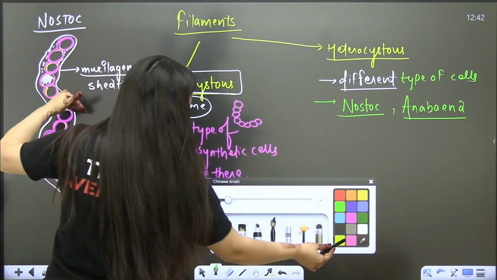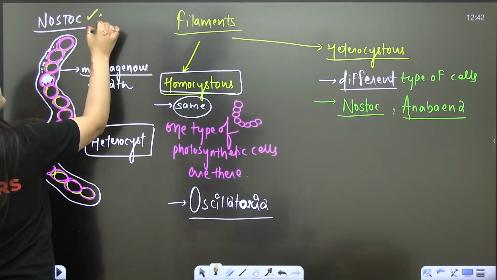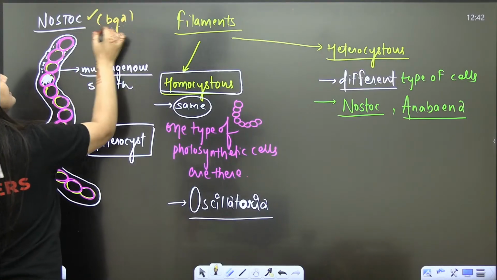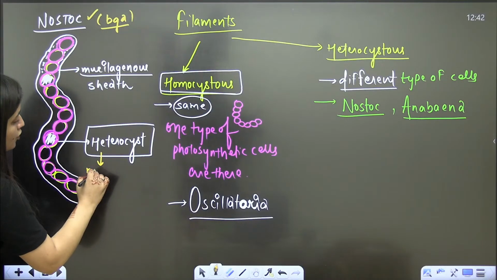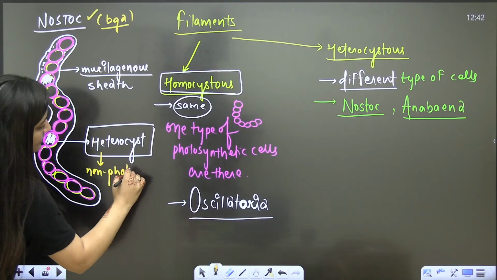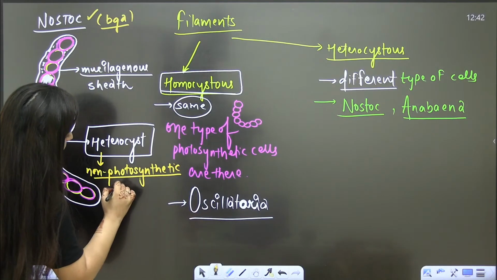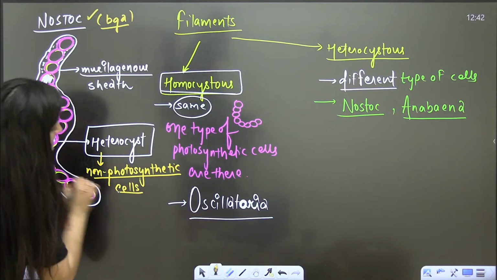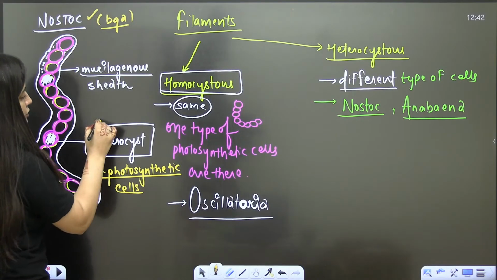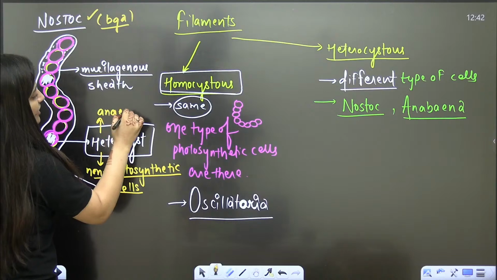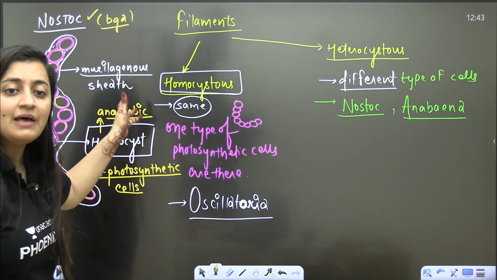Look at this Nostoc structure. Overall, no doubt, it is a photosynthetic algae. It's a blue-green algae. It is photosynthetic. Now, these heterocysts are non-photosynthetic cells. Means in this particular blue-green algae, some cells are not photosynthetic. They are not going to do photosynthesis. This is heterocyst. Why? Because it is anaerobic. Oxygen is absent in these cells.